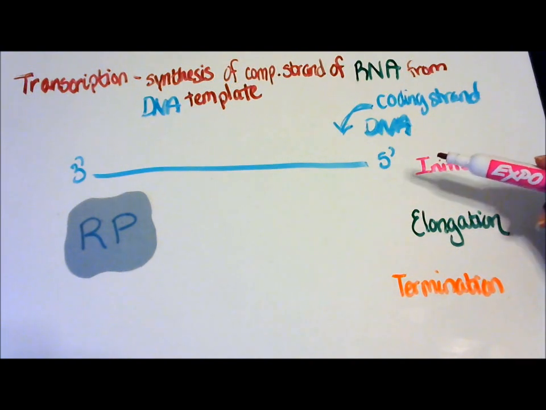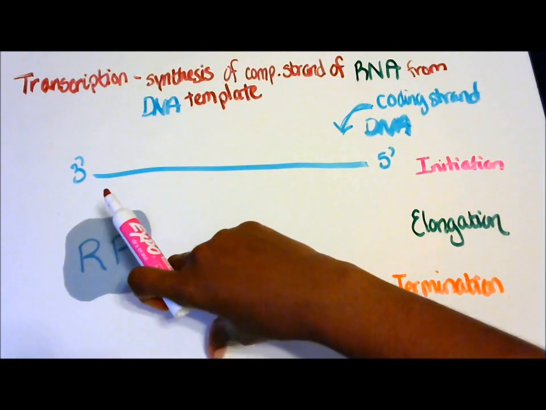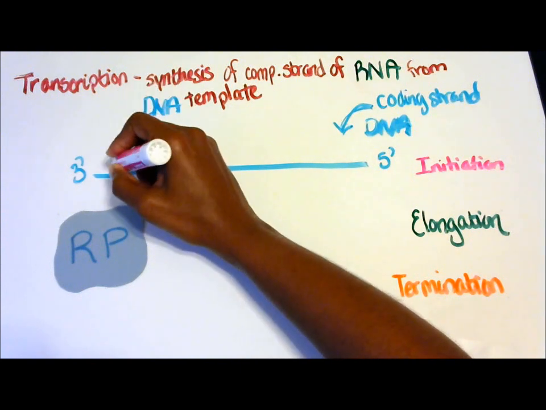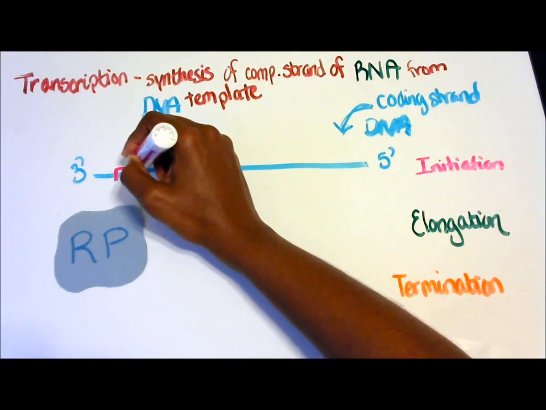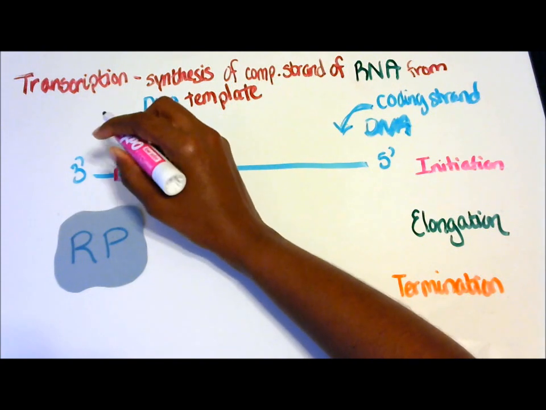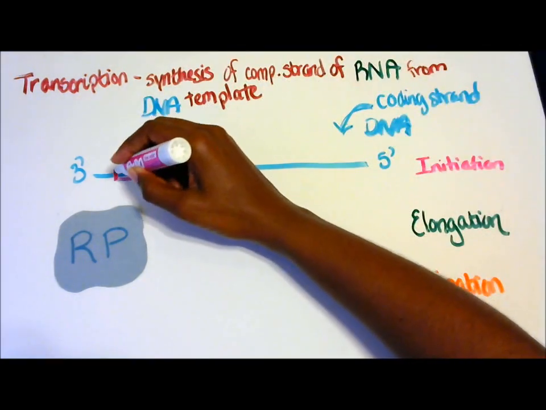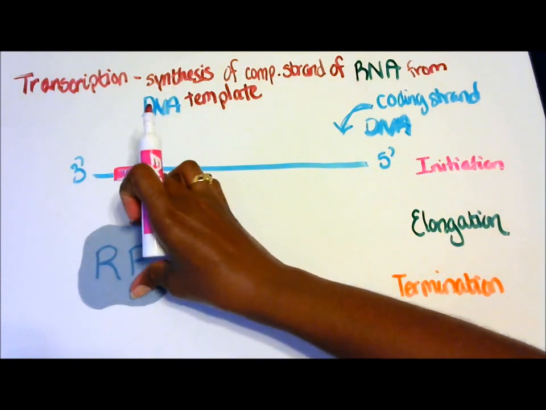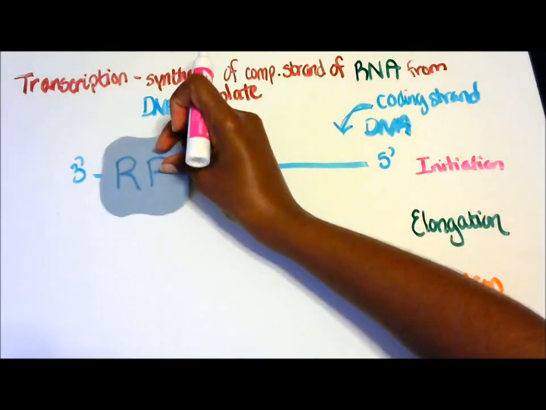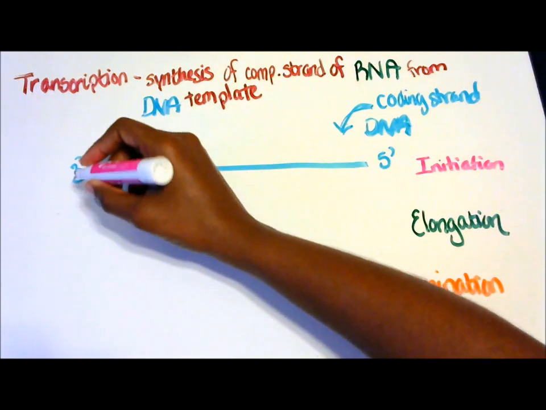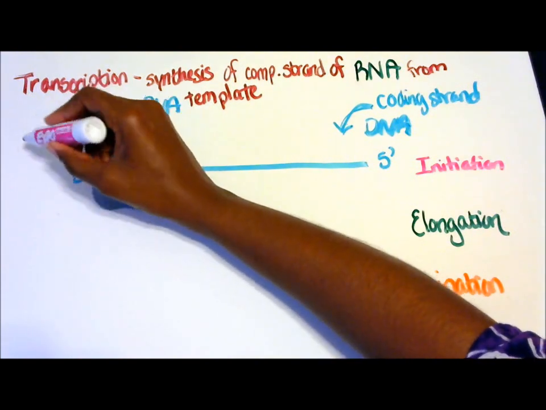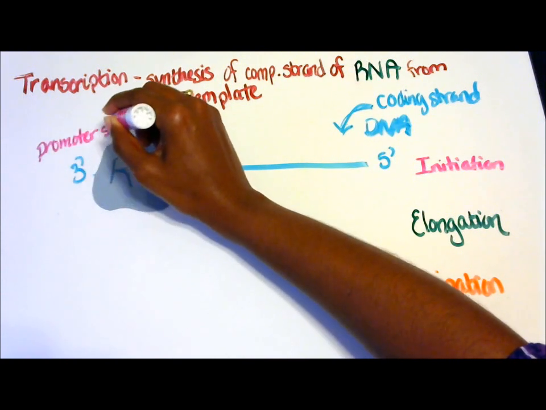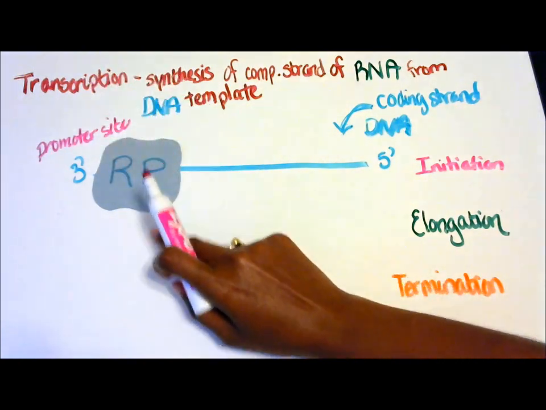First up, in initiation, we have our RNA polymerase that attaches itself to the promoter. And the promoter is a small section of the DNA of the coding strand. So we have our RNA polymerase that binds to this code, this promoter site. Let's put promoter here. Promoter site.